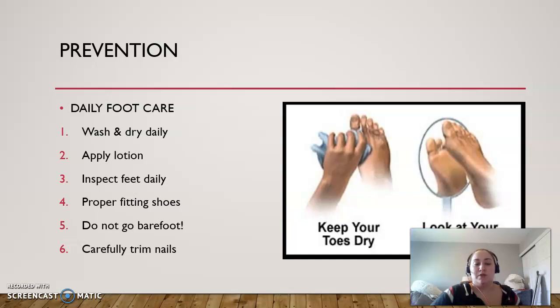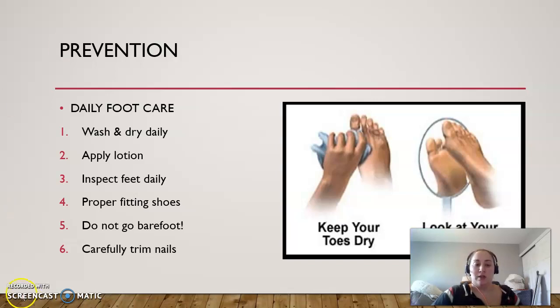We don't want to wear shoes that are too tight, or shoes that expose our toes, because that's an area that can easily get injured. And we're going to make sure we never go barefoot, especially outside. So even in the house, it's good to wear shoes or even slippers, something that's going to protect your foot.